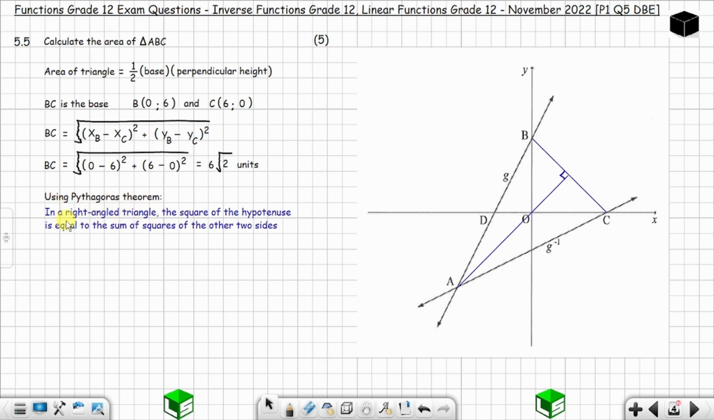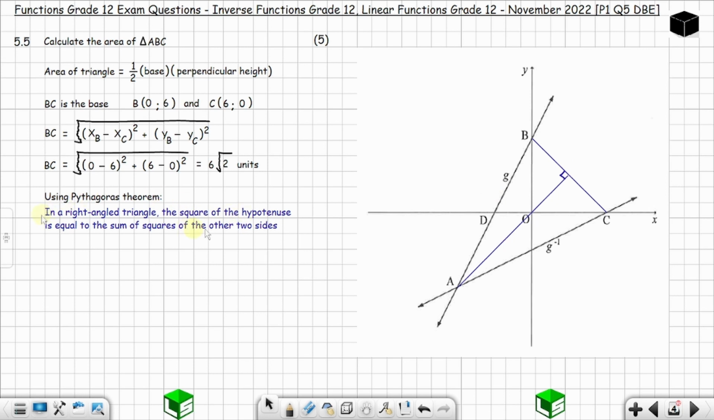In a right triangle, or right-angled triangle, the square of the hypotenuse is equal to the sum of squares of the other two sides. The hypotenuse is the side opposite to the right angle, or this 90-degree angle. So this side, which is opposite to this angle, is known as the hypotenuse. It is the longest side in a right triangle.